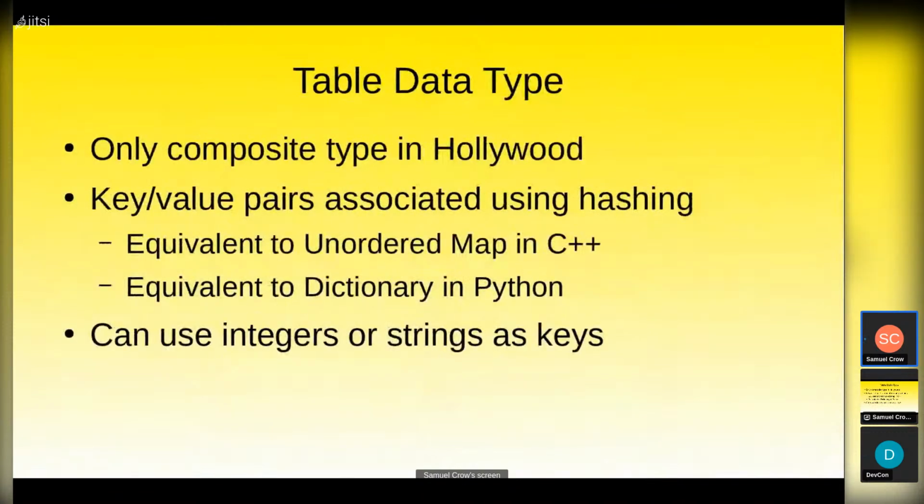The table is the only type in Hollywood that can store other types. For each key in the table, there is a value. Stored values can be any type recognized by Hollywood, including other tables. Only the integer type or string type can be used as keys, but floating point has rounding problems, and tables also cannot be keys to other tables.